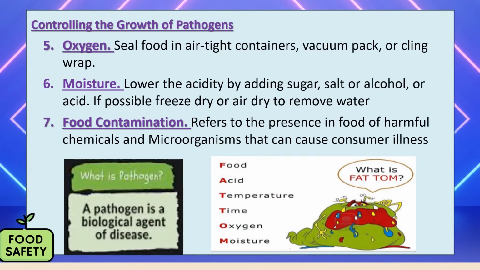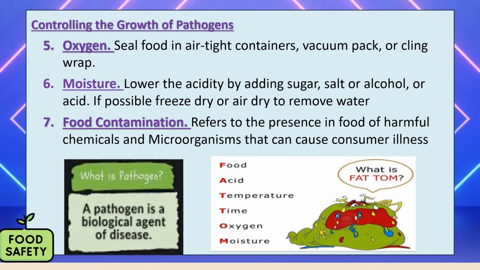Next is the oxygen. Seal food in airtight containers, vacuum pack, or cling wrap. The moisture. Lower the water activity by adding sugar, salt, or alcohol. If possible, freeze dry or air dry to remove water.